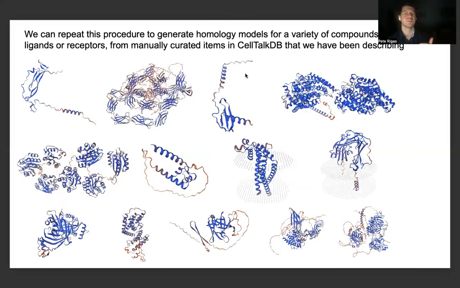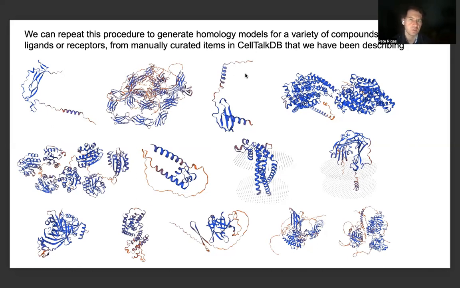And we can repeat this procedure to generate homology models for a variety of compounds, ligands and receptors for manually curated items in the CellTalkDB, the CellTalk database that we have been discussing. So for instance, this is just demonstrating many other compounds that I haven't run AutoDock Vina simulations on, but that I do have the PDB-QT files for, with the information given from the open source sequences and the CellTalkDB and the UniProt databases, by making use of the Swiss model to bridge the gap between the PDB-QT and the PDB files and the three-dimensional structure of each one of the compounds that we're interested in looking at further.